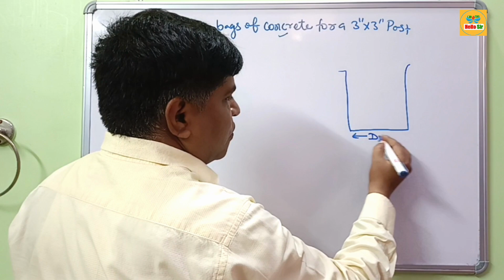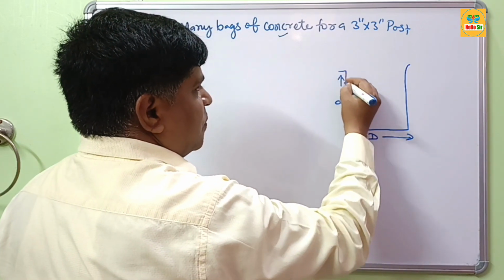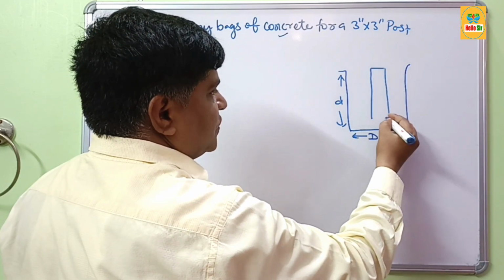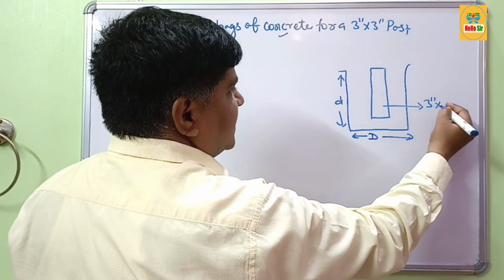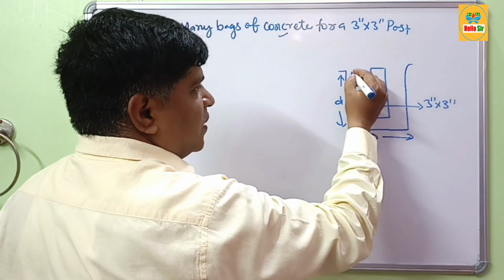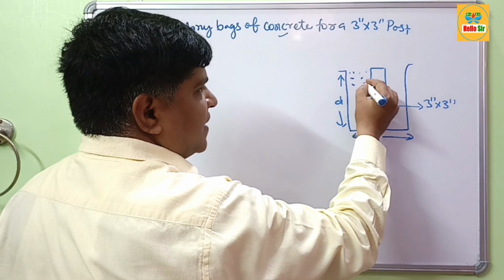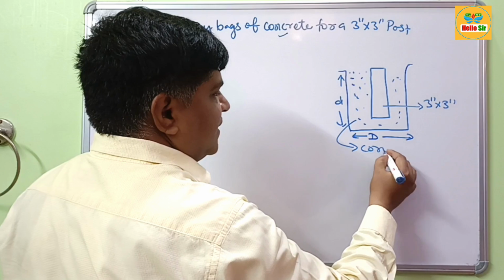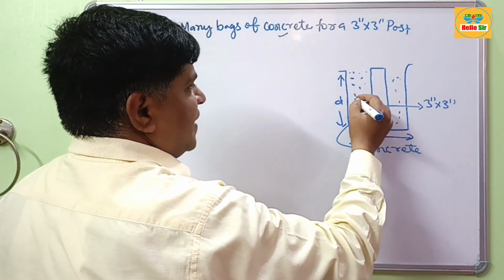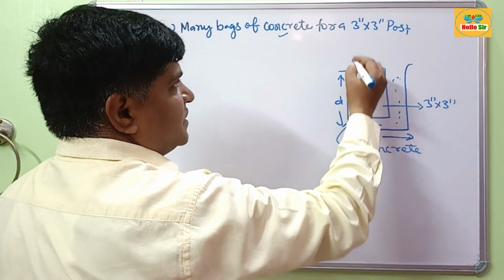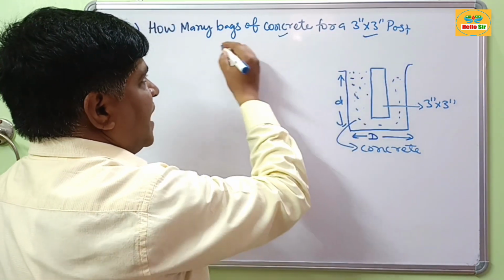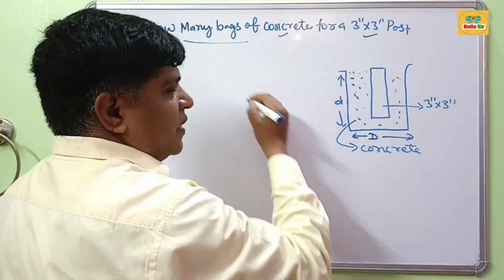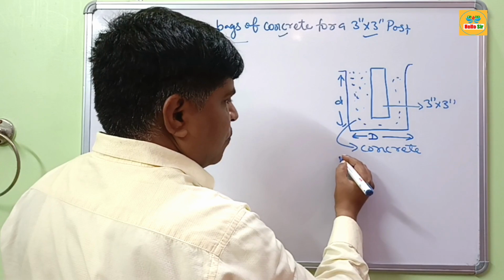This is the diameter of the hole and this is the depth of the hole, and this post has a size of 3 inches by 3 inches, and this hole is filled with concrete material. This remaining space is filled with concrete material, and you have to find out how much concrete is required to set this post, measured in premix bags. It means how many premix bags you require to fill this. Now come to the topic.